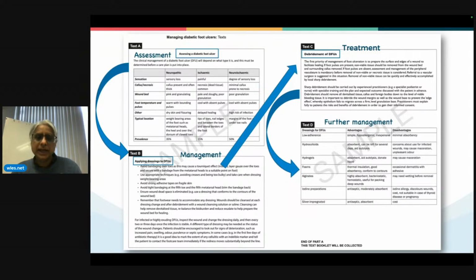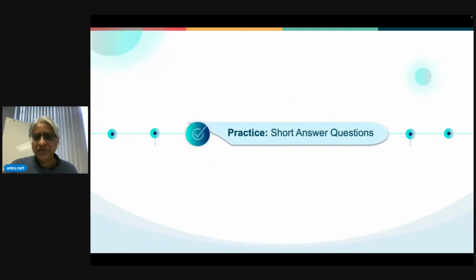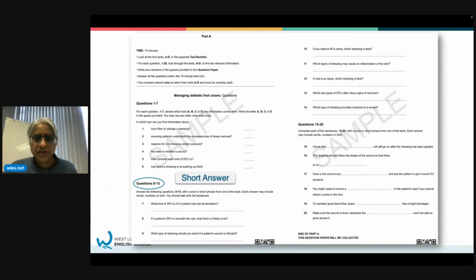So as you quickly look at the text, take note of the layout. Think, what am I looking at? Is it a paragraph? Is it a table? Is it a flowchart? Of course, you've got to do this really quickly because you only have 15 minutes for Part A. So let's move on to OET. Let's put this into an OET context. And we're just going to practice some short answer questions. These are the short answer questions here.